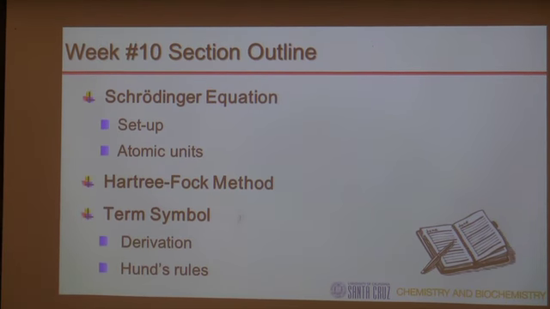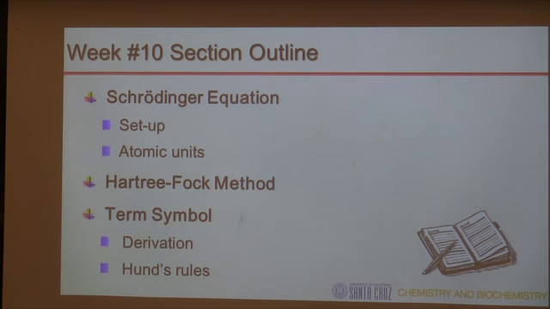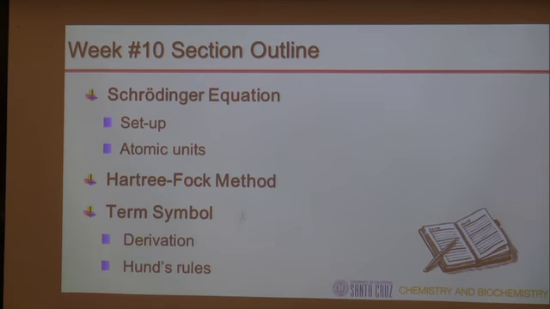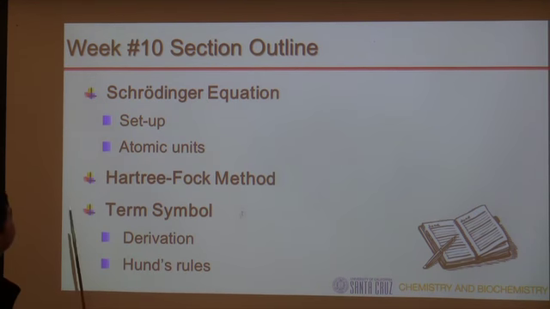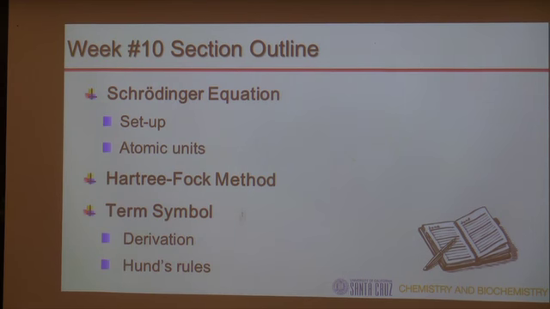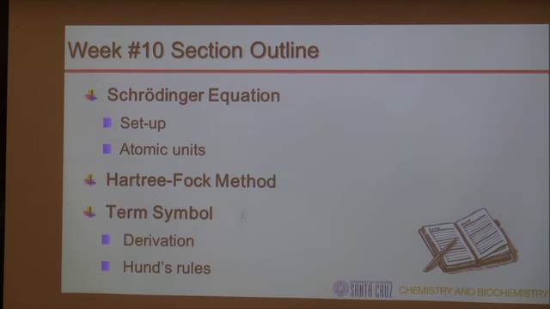So here for chapter 9, we talk about many electron atoms. Right past the hydrogen atom, we go to a system with more electrons. We'll talk about the Schrödinger equation, the Hartree-Fock method, which is a Schrödinger method used for this chapter, and the term symbol related to energy states. Within here, we will talk about wave functions as well.